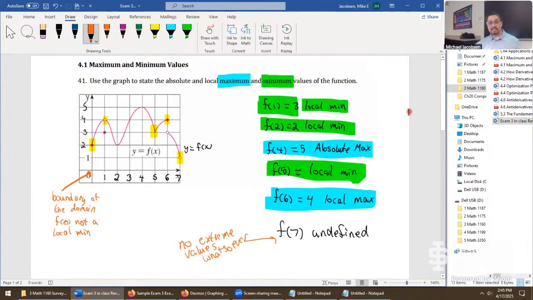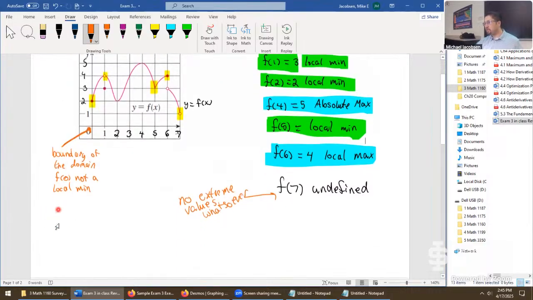There's going to be one like this on Exam 3. Not as tricky, but these are the things to watch out for on that kind of question. You can't have a local minimum or maximum on the boundary, but you can have an absolute minimum. Absolutely, yeah. Let's actually add that in here. So boundary of the domain, let's maybe just type out a comment to go along with it. That might be a better way to go.